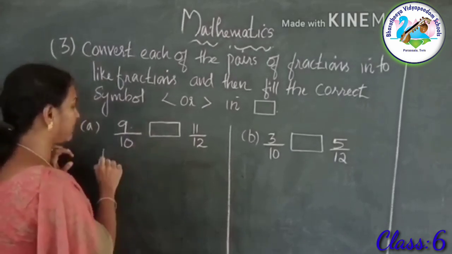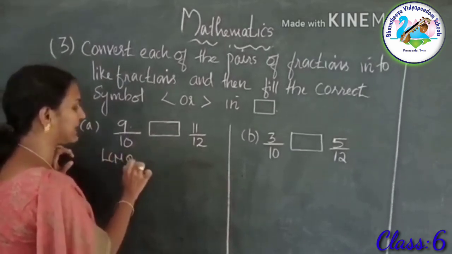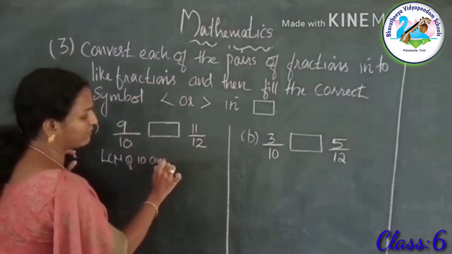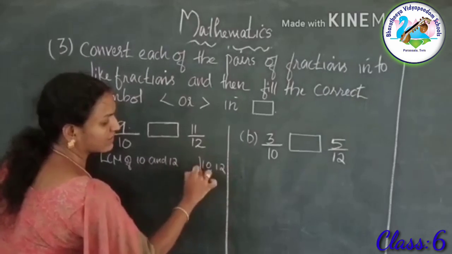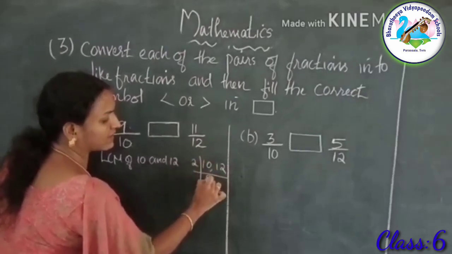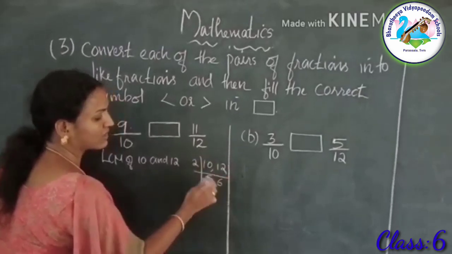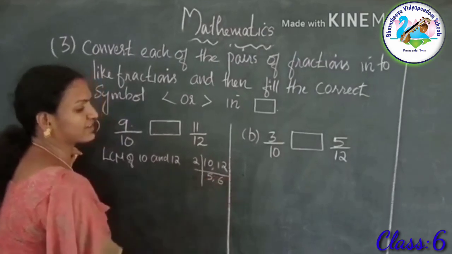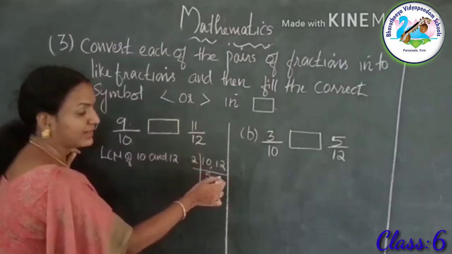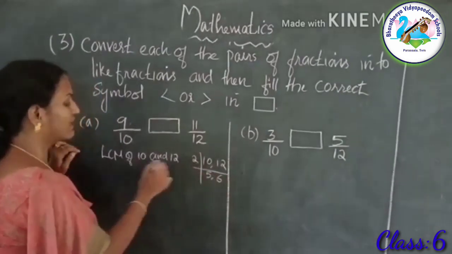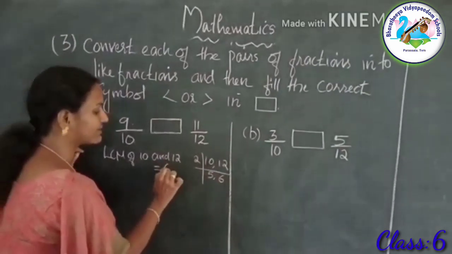First of all, we have to find out the LCM of 10 and 12. 10, 12. Start with 2. 5 2s are 10 and 6 2s are 12. In 5 and 6, no common factors other than 1. So, multiplying these numbers, 2 into 5, 10. 10 into 6, 60. So, LCM of 10 and 12 is 60.